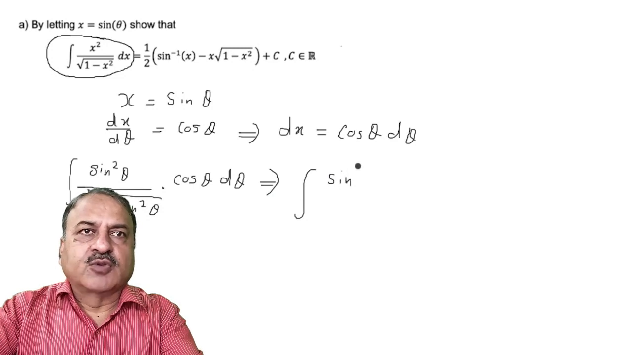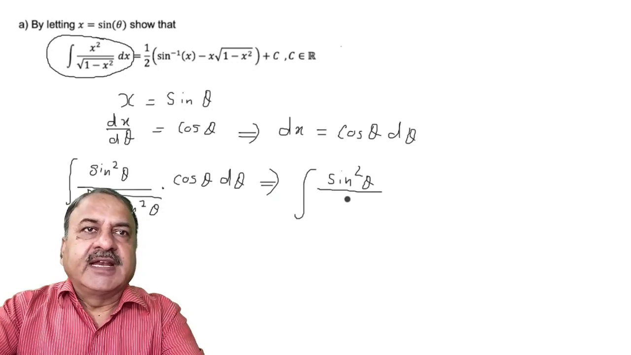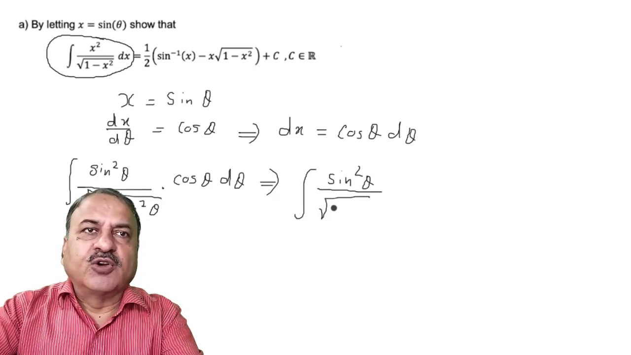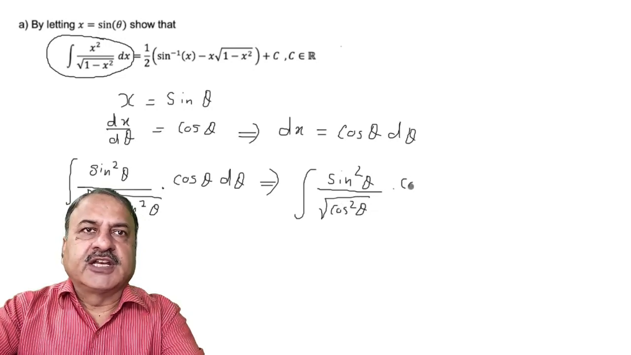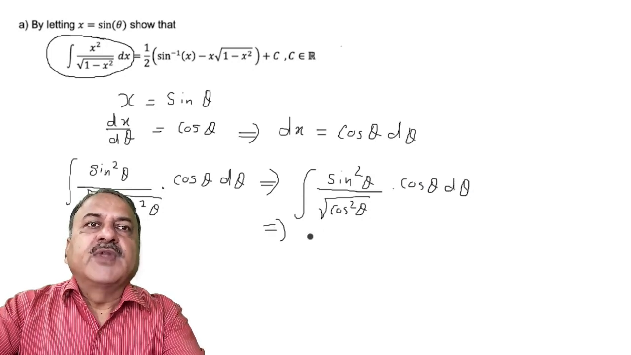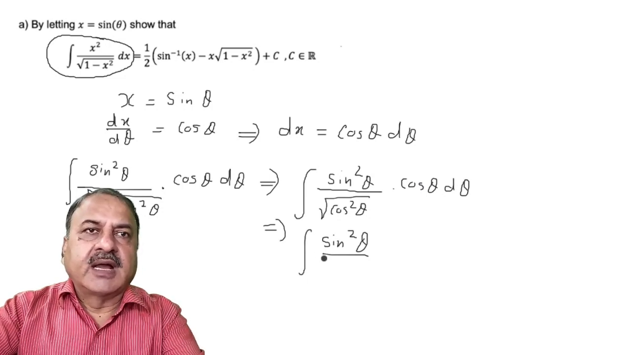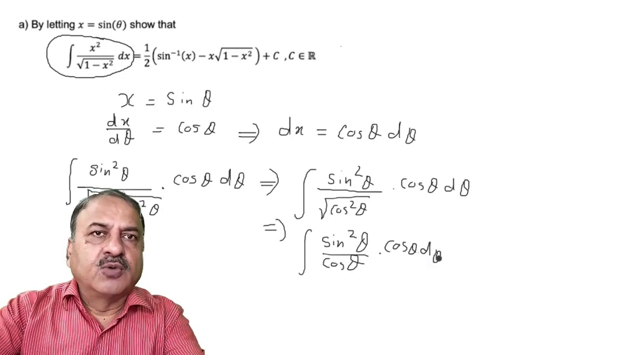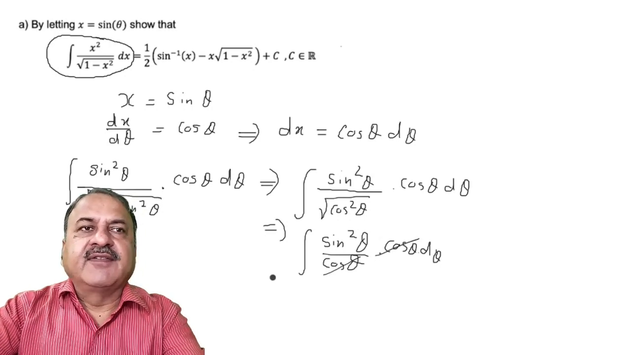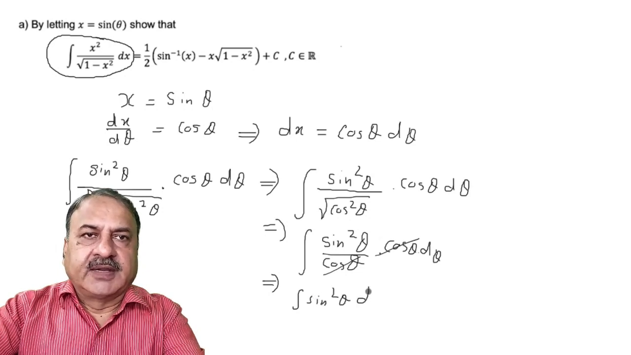We get sine square theta divided by 1 minus sine square theta. It is cos square theta. This is a Pythagorean identity. So we can write cos square theta, cos theta d theta. Now, under root cos square theta is cos theta. So we get sine square theta upon cos theta into cos theta d theta. Now cos theta gets cancelled and we get sine square theta d theta.